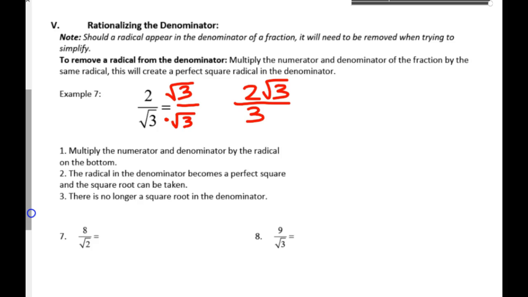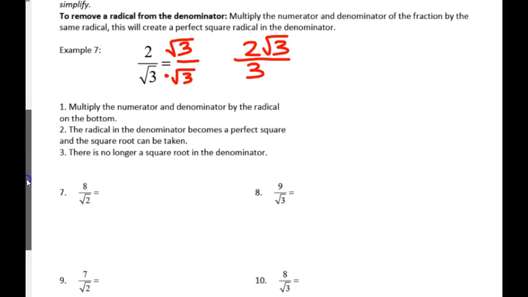Okay? Has everyone understood those steps so far? To get rid of a square root, you multiply by the same square root on the bottom and the top. Now, 2 over 3, does that reduce? No. Square root of 3, that doesn't reduce. So that's it. Okay? It's an ugly fraction, but the bottom has a whole number. That's what you want.